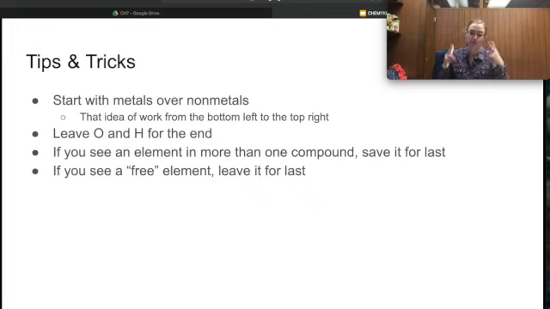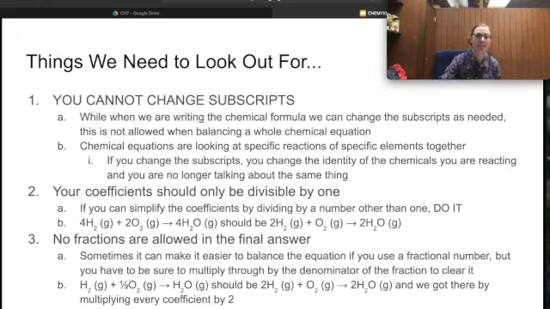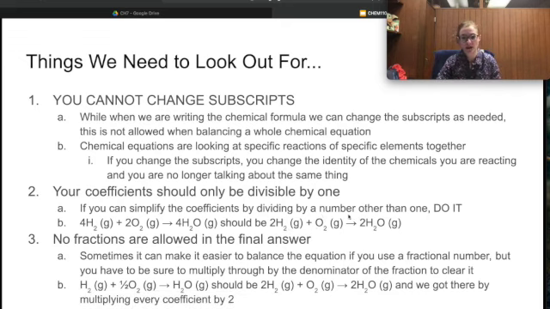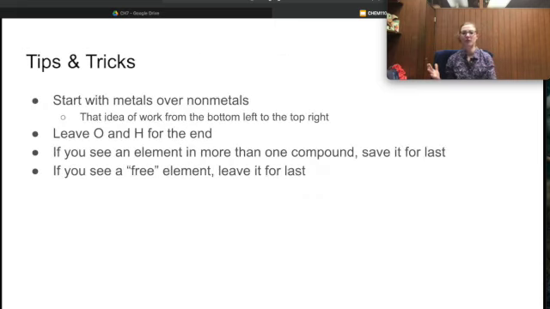And if you see a free element, save it for last as well. So what's a free element? It's just the element standing by itself with nothing else in the chemical equation. So we were looking at this reaction here. Oxygen and hydrogen are considered to be free elements over here in this case, and then this is not. So these are not free elements. However, this is a free element and this is a free element. So is it standing by itself, where when you adjust the coefficient, the only thing you are adjusting is one type of atom. That's kind of what a free element is.